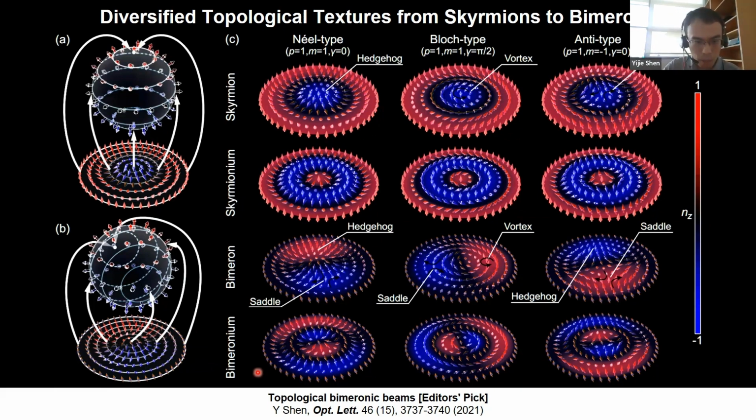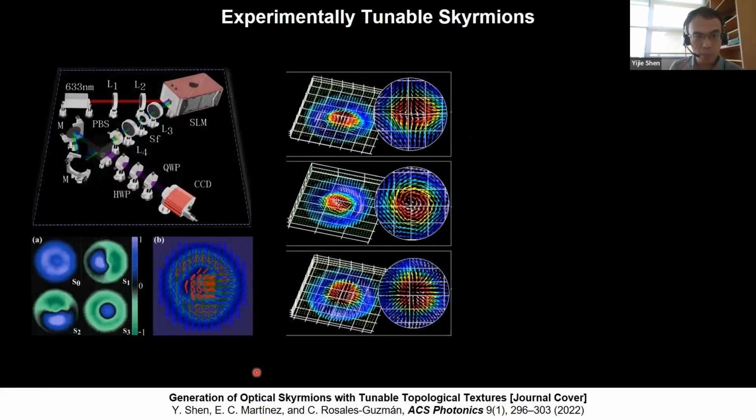So there are always methods to explore new topologies for both solid state physics and the optical field, right? And all this can be designed in the optical field. Next, I will show our experimental results and experimental method. We can not only theoretically design, we can actually precisely control these in experiment.